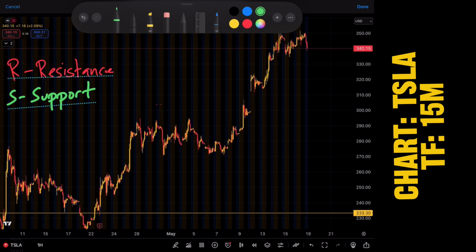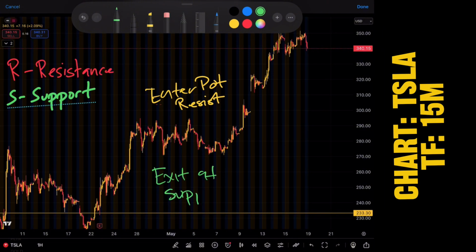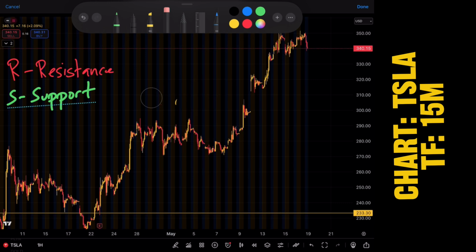Now let's look at the levels. If you say, I want to get into a put, you enter puts at resistance, and then you exit at support. If resistance is at the top, that simply means that support is at the bottom, and that could be around this little area right up in here. Support is a cushion at the bottom.